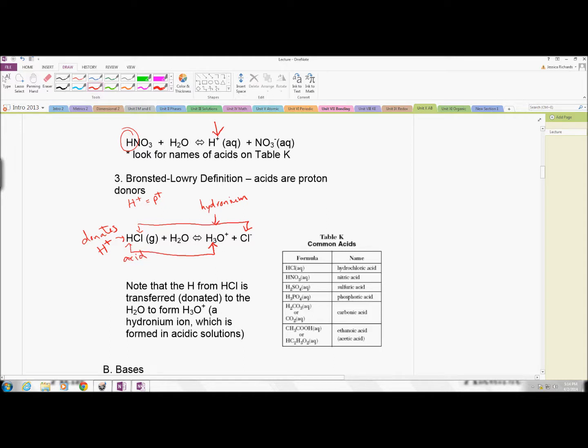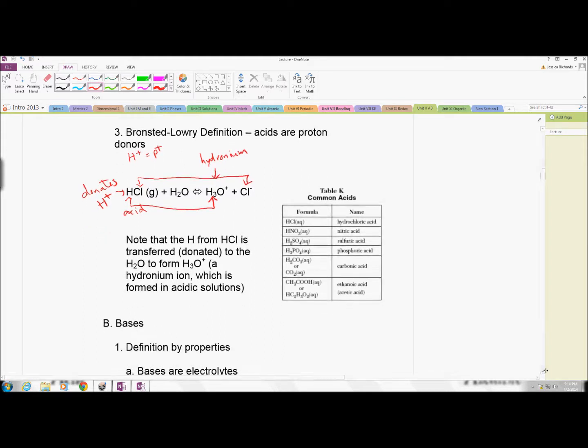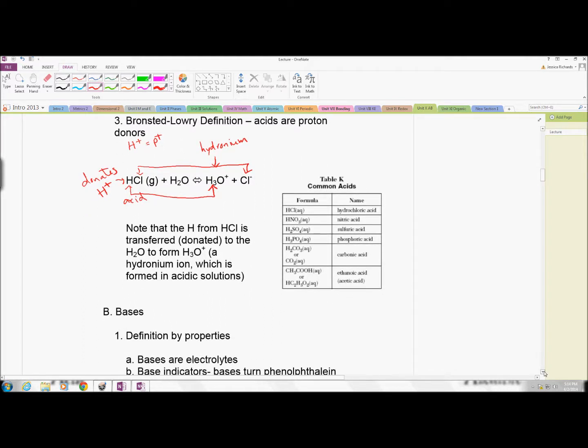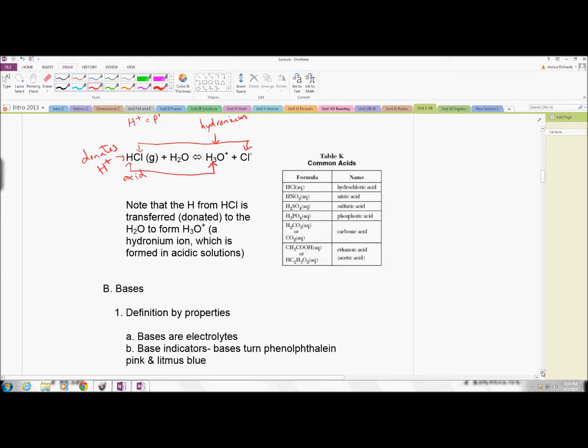Alternately, it means that our water over here acts like a base, but we'll get to that in another lecture. There's a chart of the common acids. 99% of the time, if they're using an acid on your final, it's one of the ones that you will find on reference table K. So formulas and names are listed for you. There's no excuse to get them wrong.